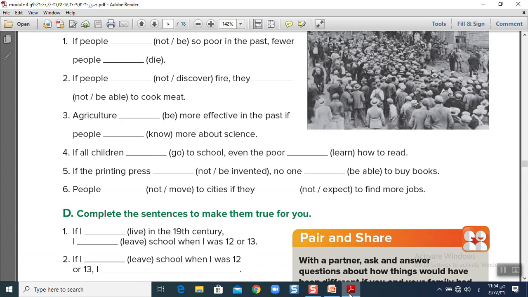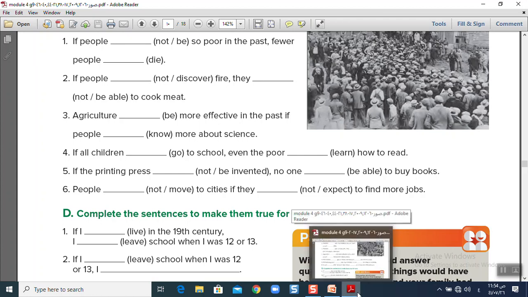had gone to school, even the poor would have learned. You know that we have two past participles for learn. One is learnt, one with T, and the other is learned, with ed. How to read. Sorry. If all children had gone to school, even the poor would have learned how to read. Five and 6 are for you.